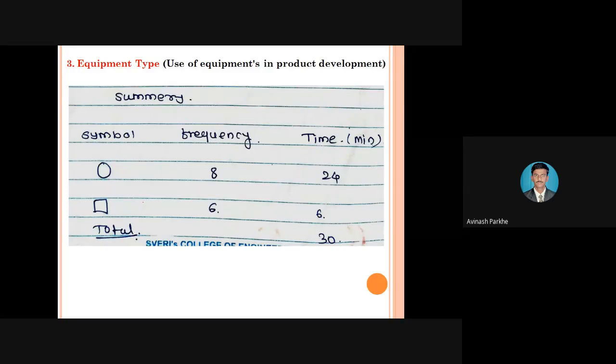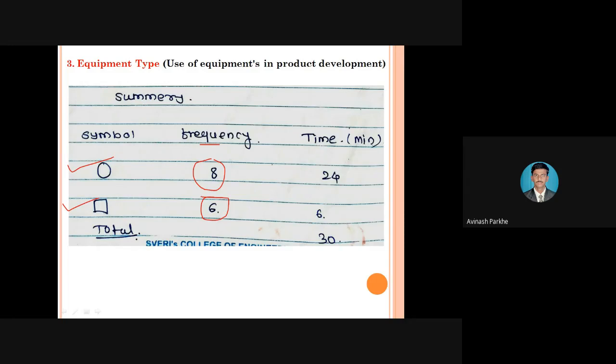The summary is also represented for the equipment type of flow process. Two symbols are there: the operation, which is represented by the circle, and the second one is the inspection. What will be the frequency? How many operations are performed? A total of 8 operations are performed on the nut and the bolt. And after performing the operations, I have to go for inspections 6 times.